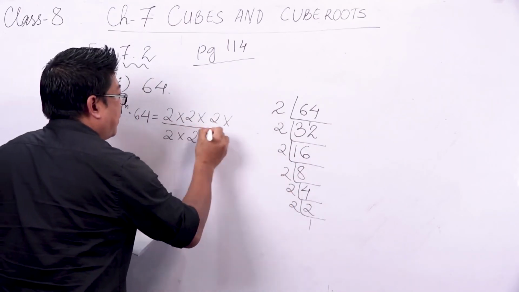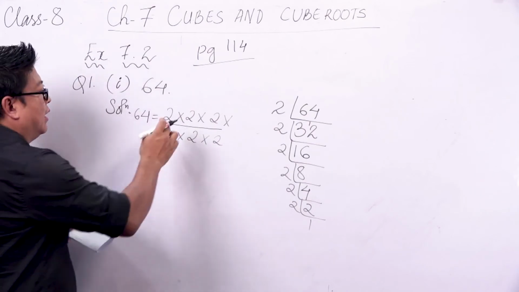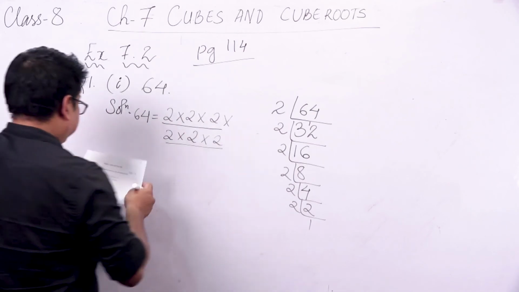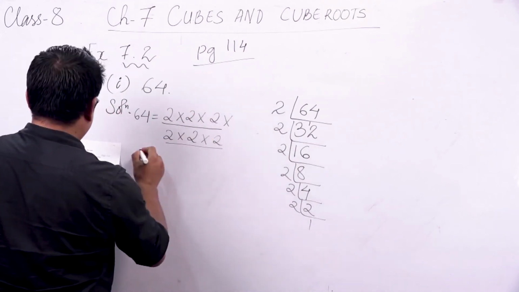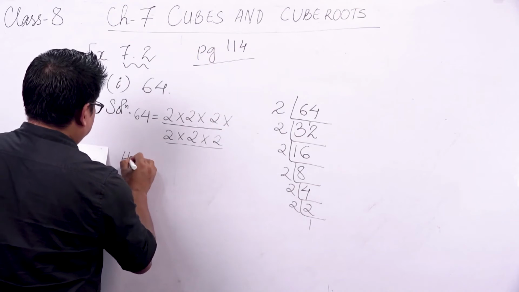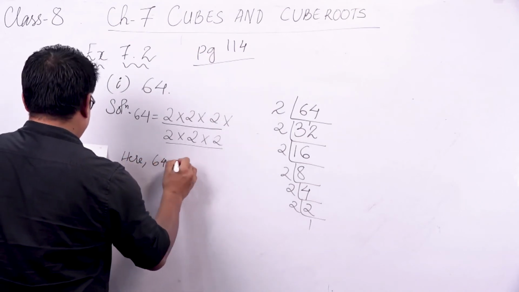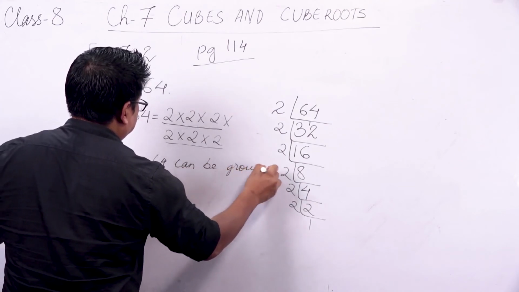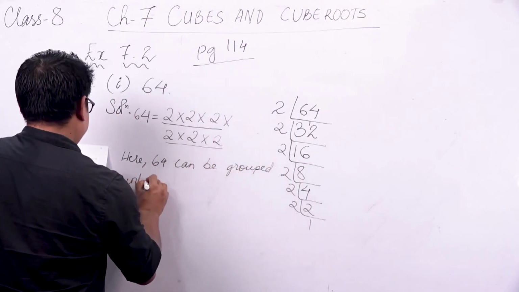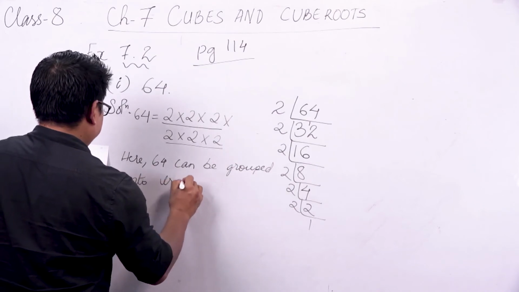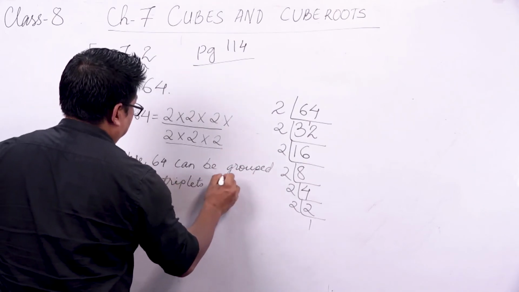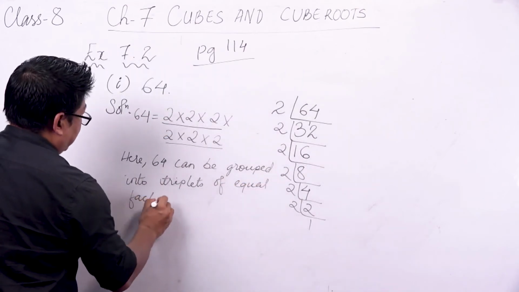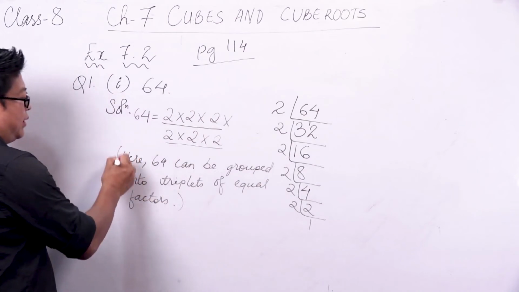So when I make a group of triplets, this tree will become a group, this tree will become a group. All right? So by grouping, we can say here 64 can be grouped into triplets of equal factors. We will not be writing all these in the answer.